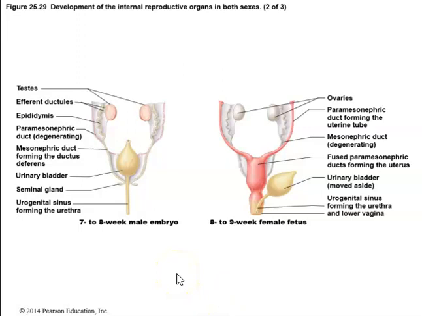So here in the 7 to 8 week male embryo, with the go-ahead from the hormones, the mesonephric ducts will start becoming the male structures, such as the ductus deferens, the epididymis, as well as the ejaculatory ducts. And then in the female fetus, we have degeneration of the mesonephric ducts, allowing for formation of the paramesonephric ducts, which will eventually become the uterus, the uterine tubes or fallopian tubes, and part of the vagina.